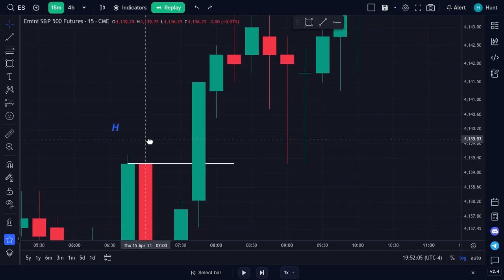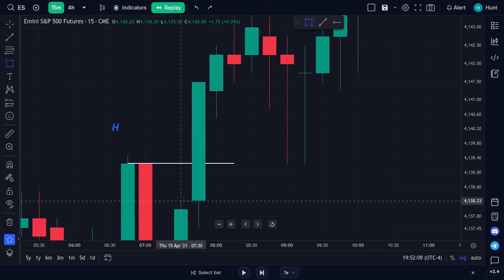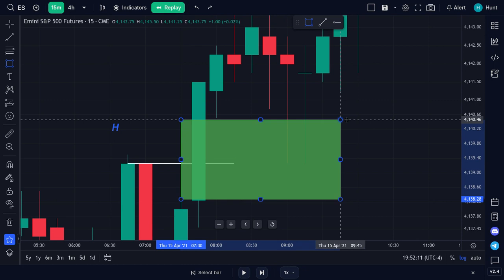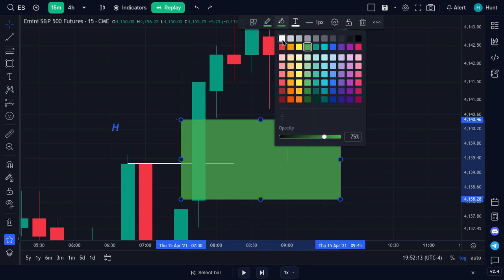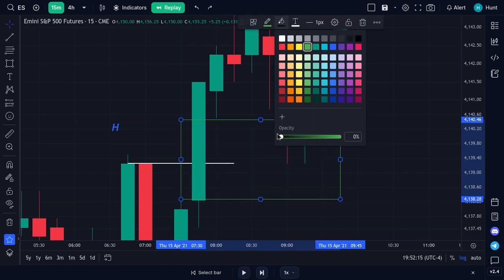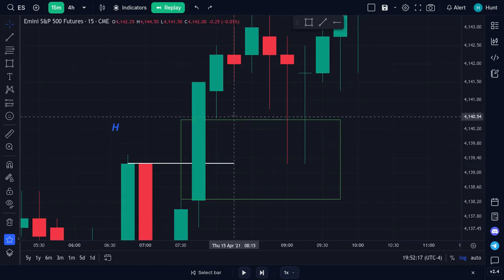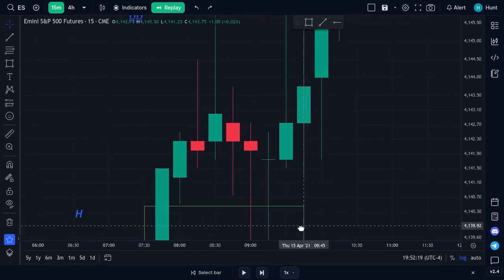Now another thing, which is going to be a completely different video, maybe the video after this, we also have a fair value gap in here. Price comes down to the fair value gap, we tap into it, and then we continue higher.